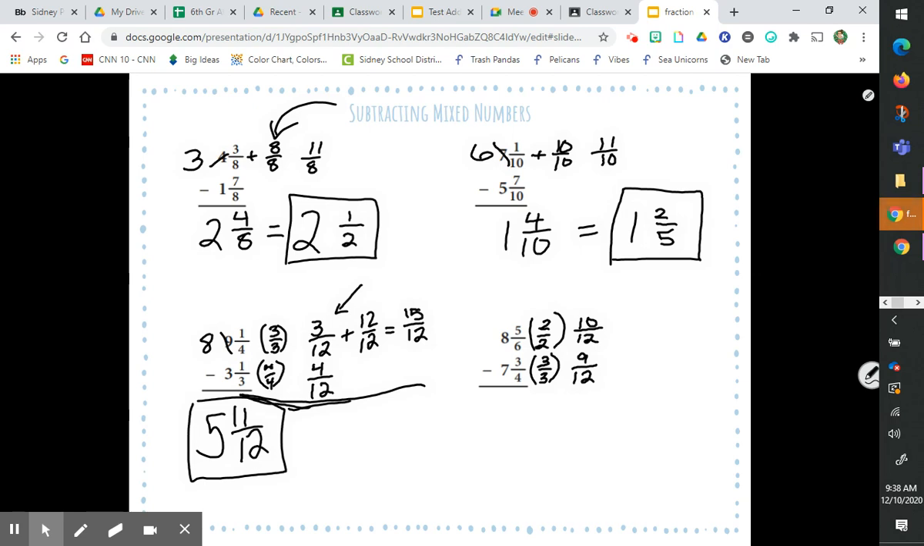12. Okay. Do I need to regroup? In this case, the 10 is on top. If I have $10 in the bank, the banker will let me take $9 out. So I'm okay. I did not have to borrow, so my answer is.